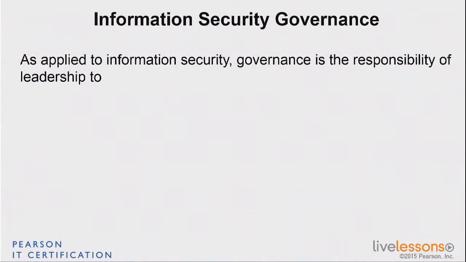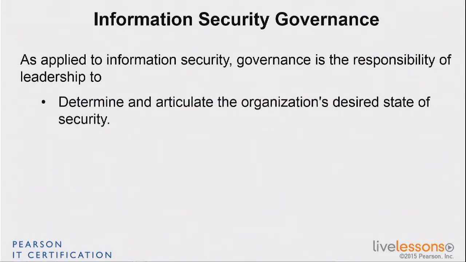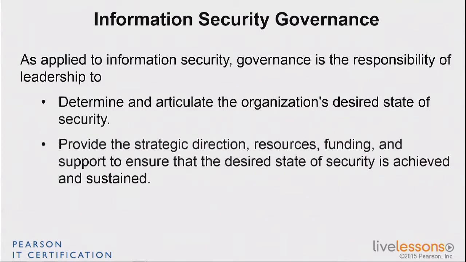As applied to information security, governance is the responsibility of leadership to determine and articulate the organization's desired state of security. A little bit later on in Lesson 1, we're going to be talking about risk tolerance and what the security objectives are for an organization. And it's really leadership who's going to determine and need to articulate and support the desired state of security. It's also up to leadership to provide the strategic direction, the resources, the funding, and the support to ensure that the desired state of security is achieved and sustained.